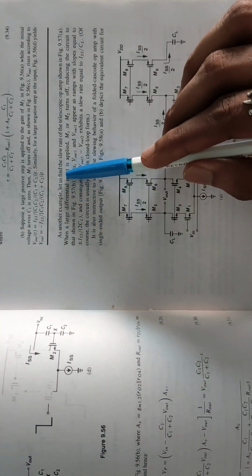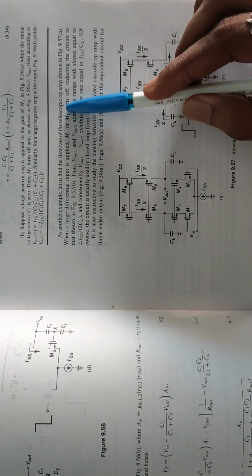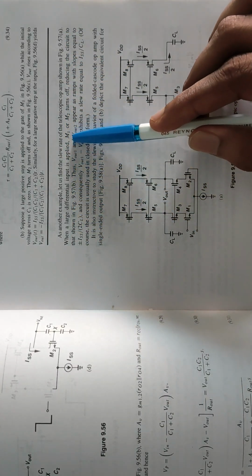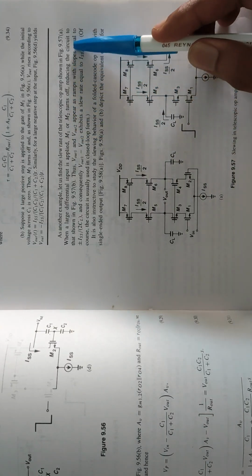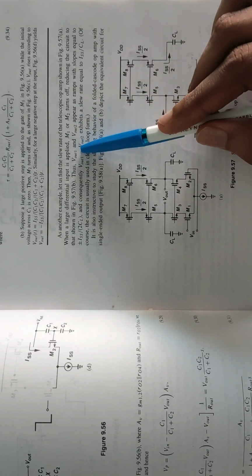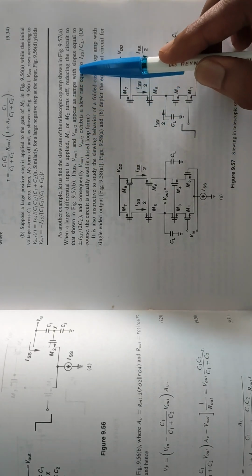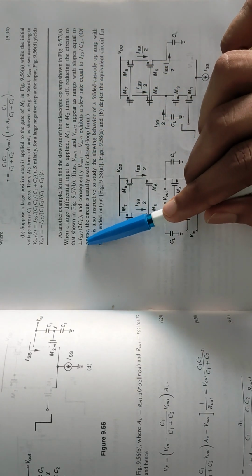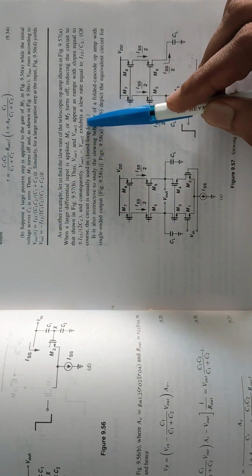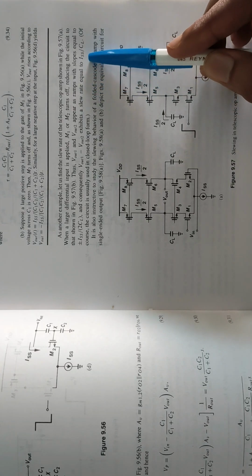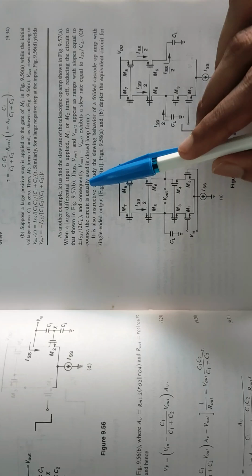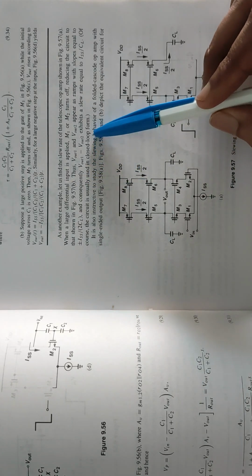As another example, let us find the slew rate of the telescopic op-amp shown in figure A. When a large differential input is applied, M1 or M2 turns off, reducing the circuit to that shown in figure B. Thus, Vout1 and Vout2 appear as ramps with slopes equal to plus/minus ISS by 2CL, and subsequently Vout1 minus Vout2 exhibits a slew rate equal to ISS by CL. Of course, the circuit is usually used in closed loop form.